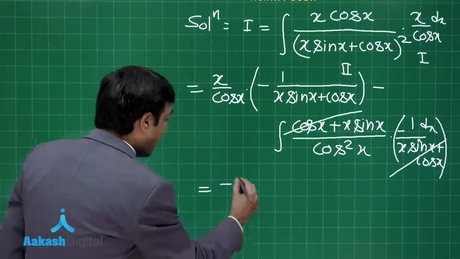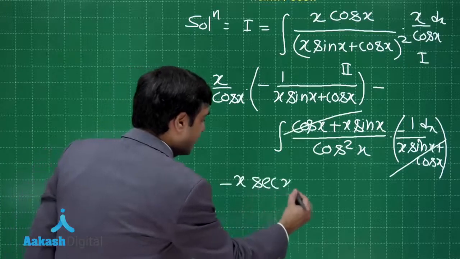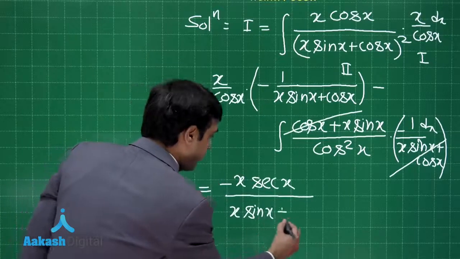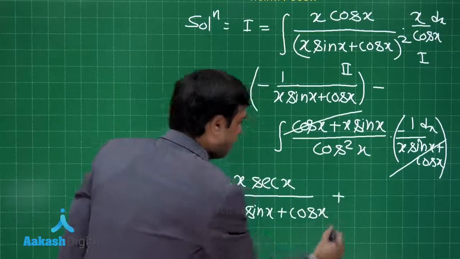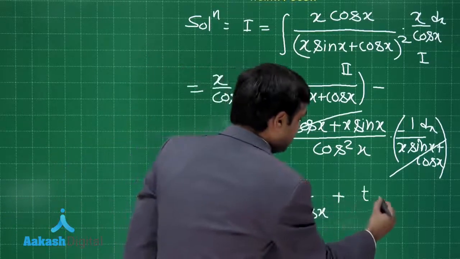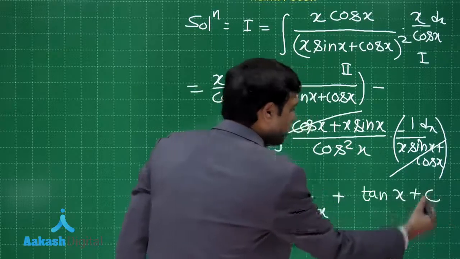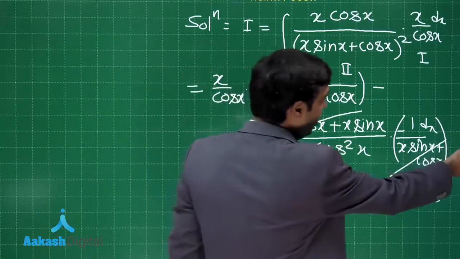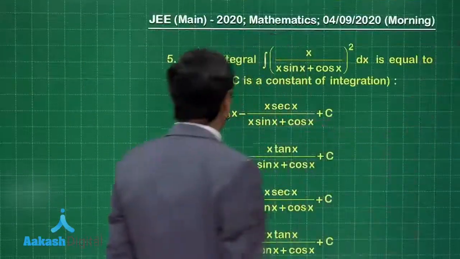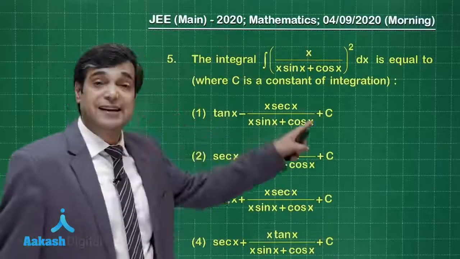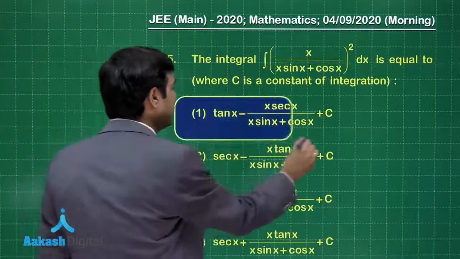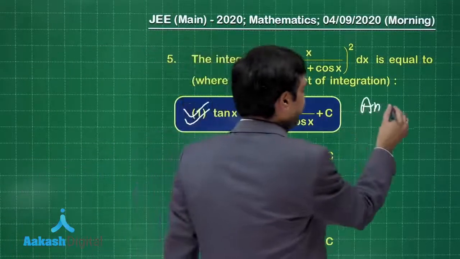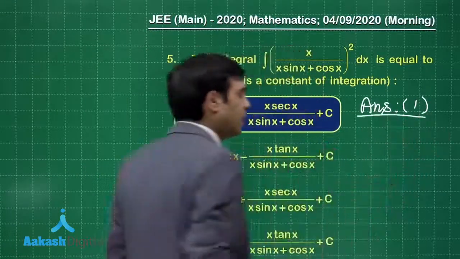So we have minus x sec x divided by (x sin x plus cos x) plus tan x plus constant of integration. Let's check from the given options, do we have it in the same form or further changed? When you look at the options, option 1 is exactly the same format. So yes, that's the required result for this question. That is first. I'm sure this is clear.